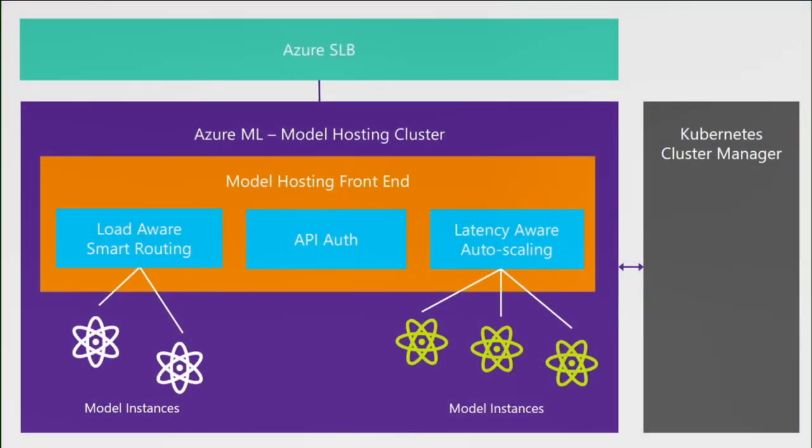So just to give you a sense of what we have on top of ACS, we have the Azure Machine Learning model hosting cluster, a capability that we add, the front end on top of ACS, which is the model hosting front end. When the requests come in, we have a few components sitting in the front end that do smart routing and auto-scaling, and auto-scaling is the demo that we're looking at over here.